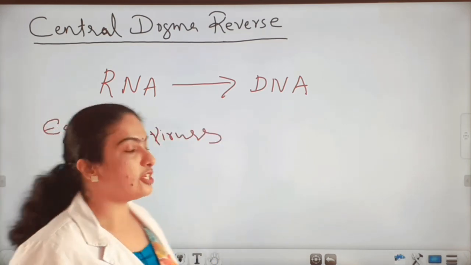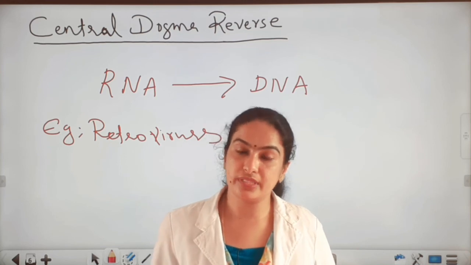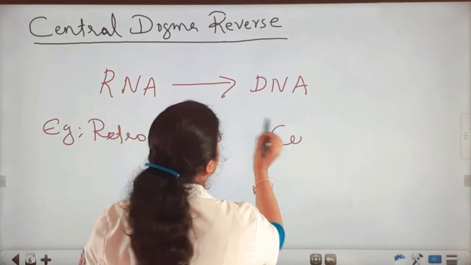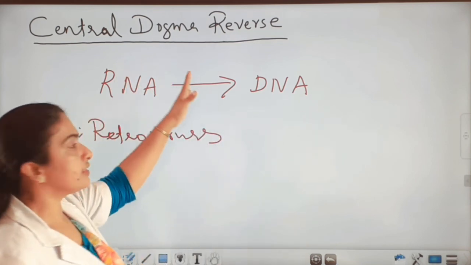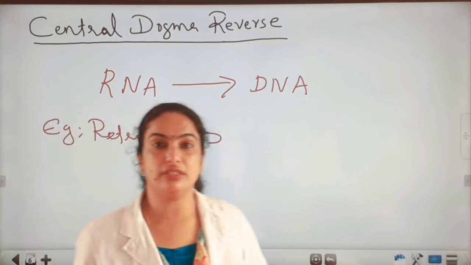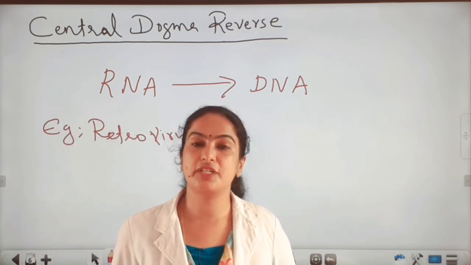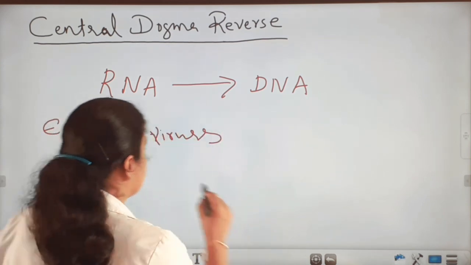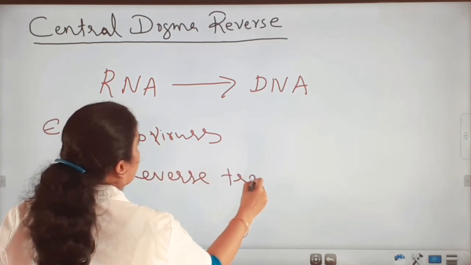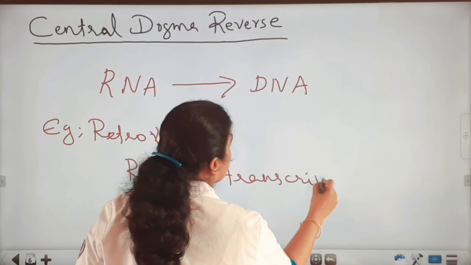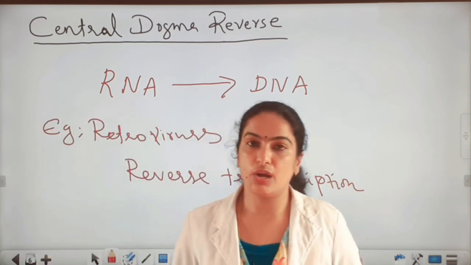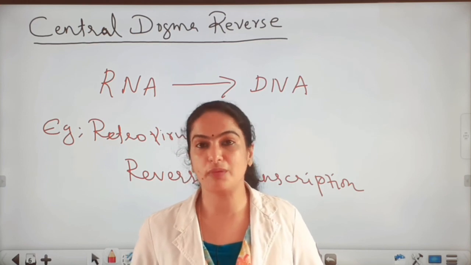there is a flow of genetic material from RNA to DNA, and that is called central dogma reverse. And here the transcription occurs, and that transcription is called reverse transcription. So it is a peculiarity of these retroviruses. Hope you understood everything about central dogma.